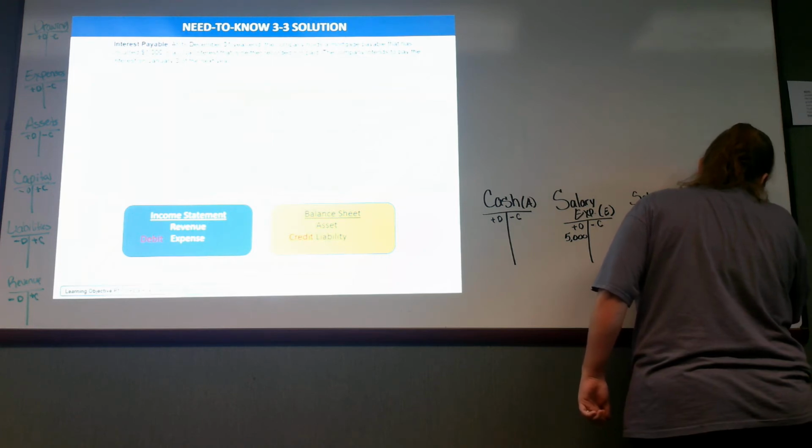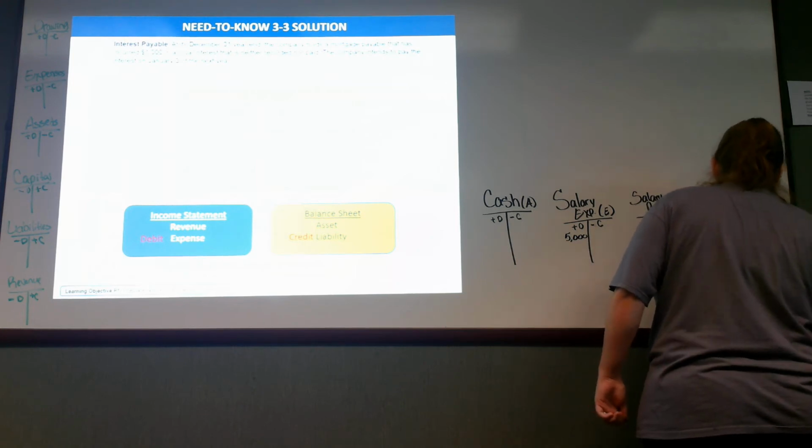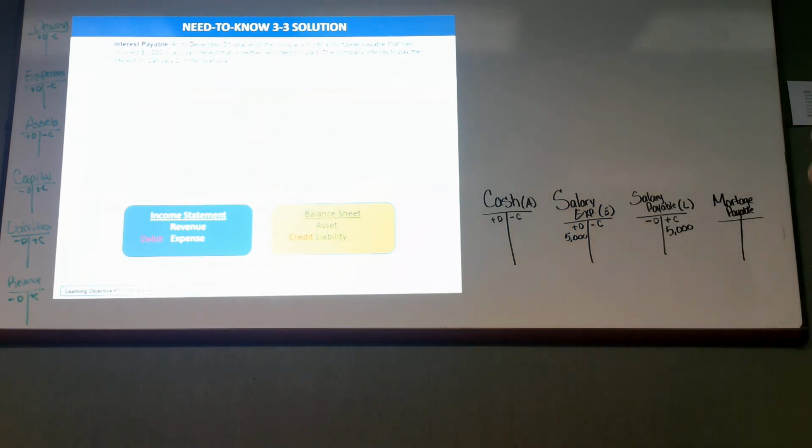So mortgage payable is one. And why is it mortgage payable? That's what it says. Nope. Well, yes, but what's the other reason why it's mortgage payable? What is mortgage payable? It's the balance of the mortgage, right? And that we owe somebody. So it's a liability. Yep, it's a liability.